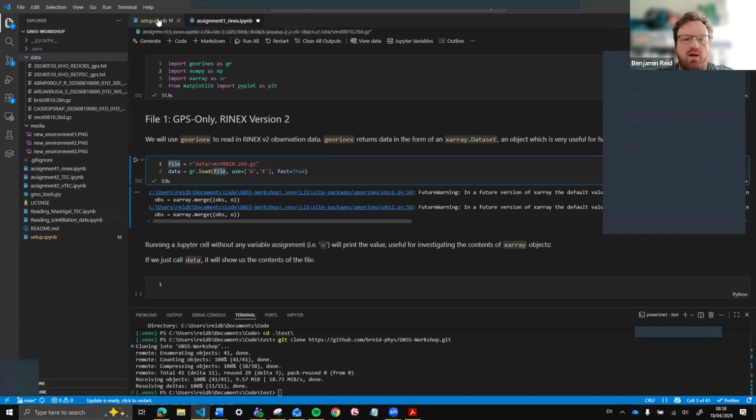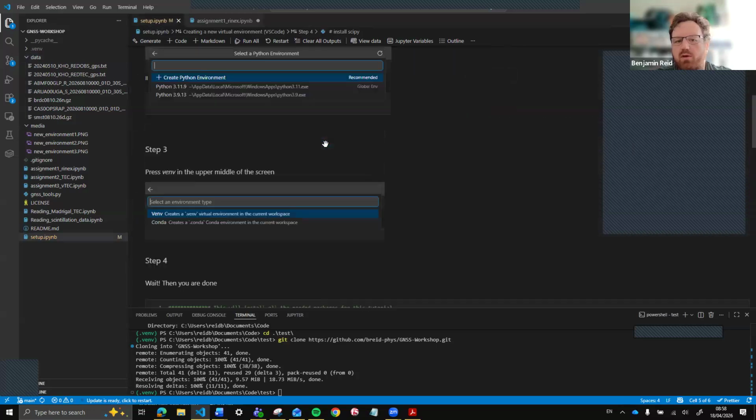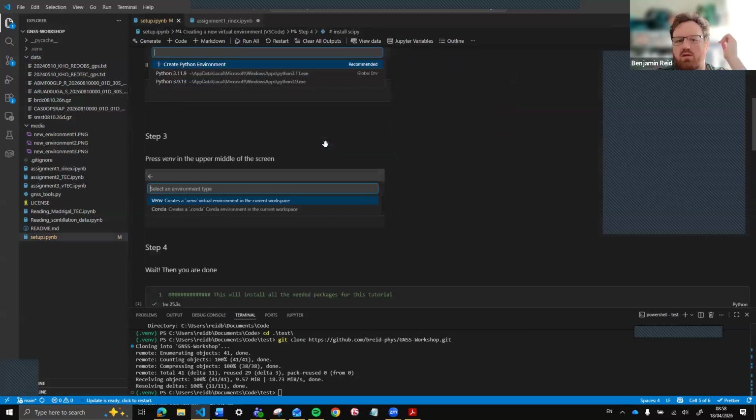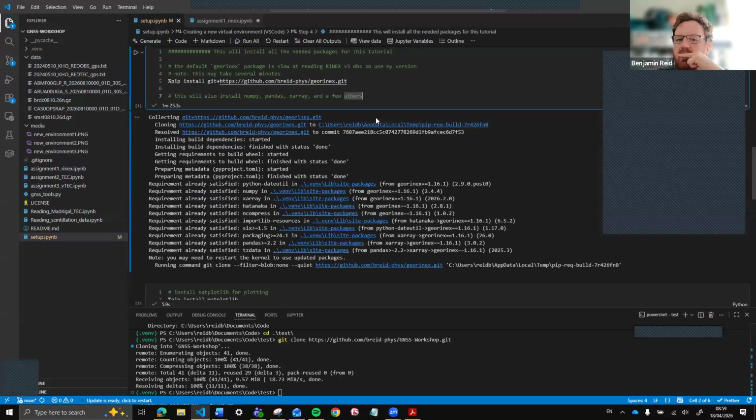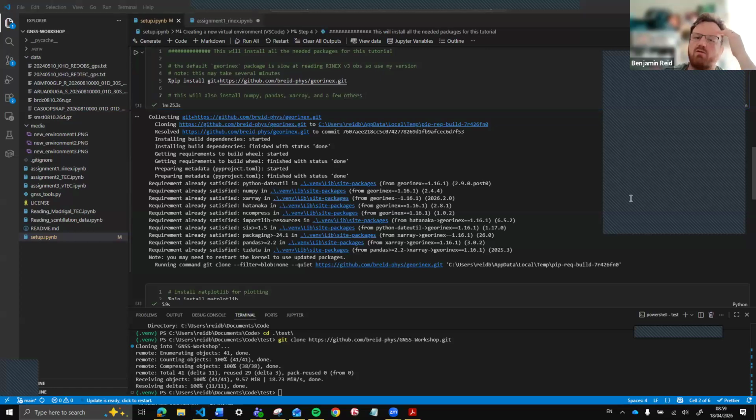Okay, you weren't able to do. Did you run the setup notebook? It has some instructions about the virtual environment, but then it does. Did it not work?